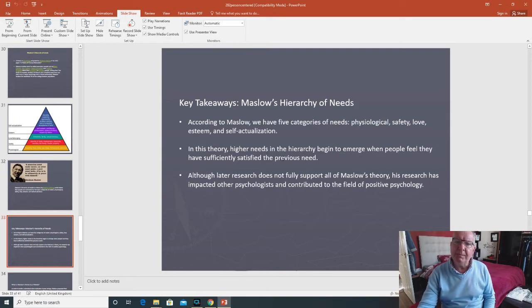At the moment, people, maybe like yourselves, that were wanting to further yourselves and reach your optimal potential and find out who you are, may be reverting now to your basic needs of bringing money in, bringing food in during this coronavirus crisis. Although later research does not fully support all of Maslow's theory, his research has impacted other psychologists and contributed to the field of positive psychology. Okay, so let us move on.